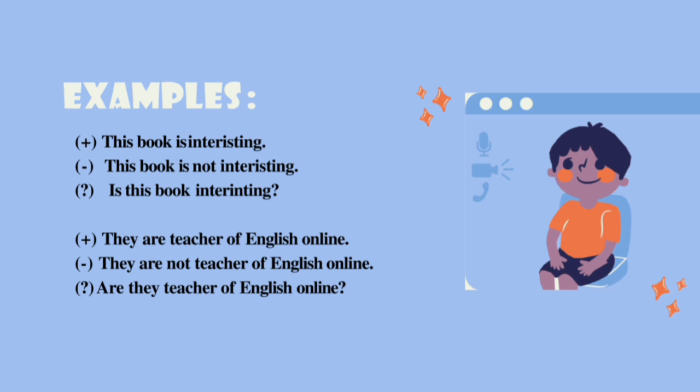And the second example is: they are teachers of English online. Why using are? Because the subject is they. For the negative sentence: they are not teachers of English online. And for the interrogative sentence: are they teachers of English online?